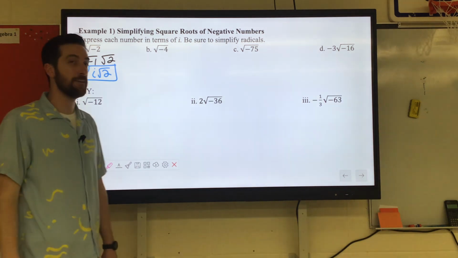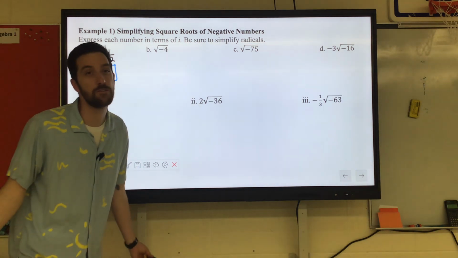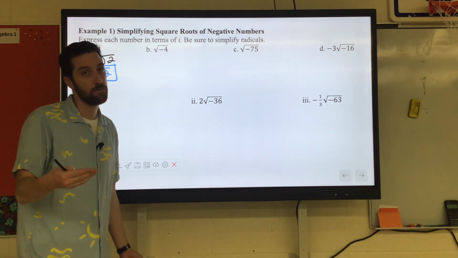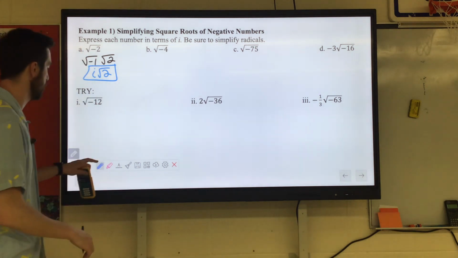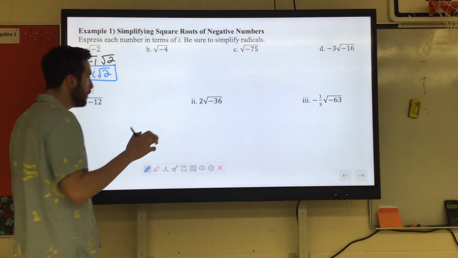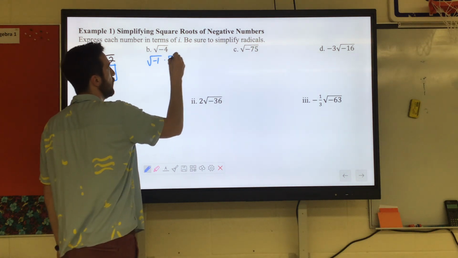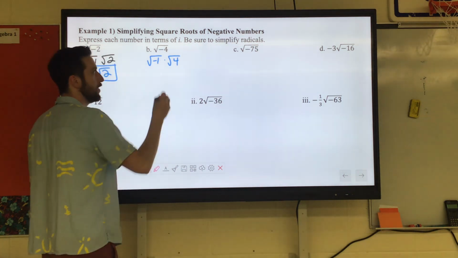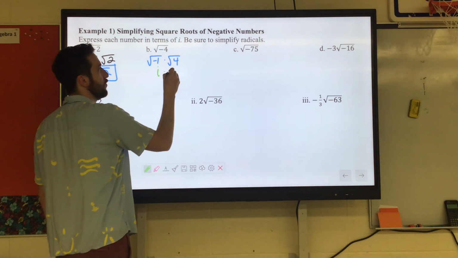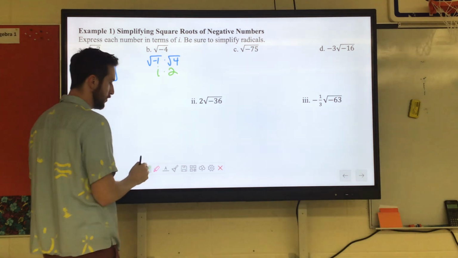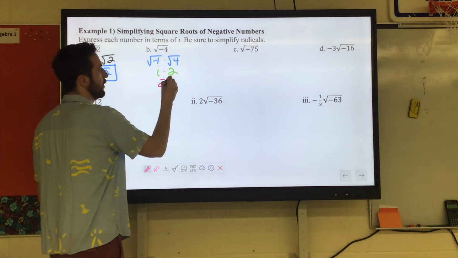Number B I kind of gave away already. The square root of 4 is just 2. The square root of negative 4 we're going to say is 2i. But let's pretend like we're not there yet. Let's say we'll do it the book's way. And we're like, oh, that's negative 1 times 4. Square root of negative 1 is i. Square root of 4 is 2. i times 2, you make it 2i.